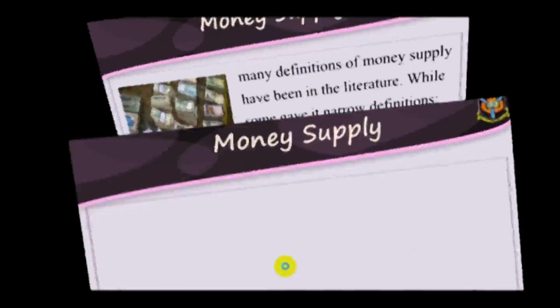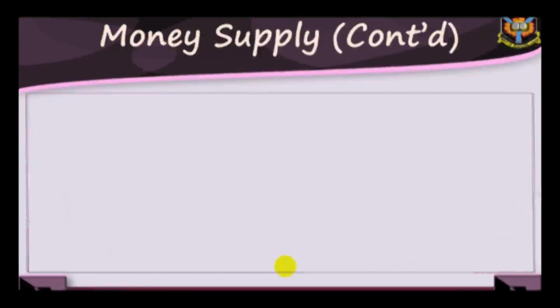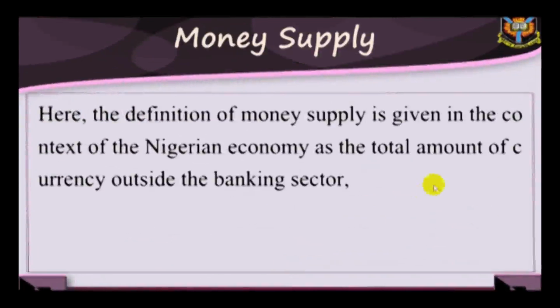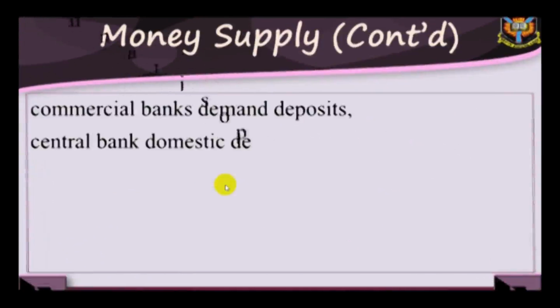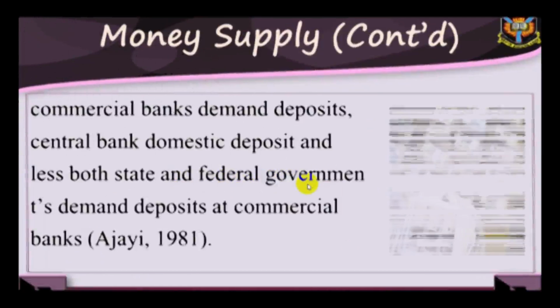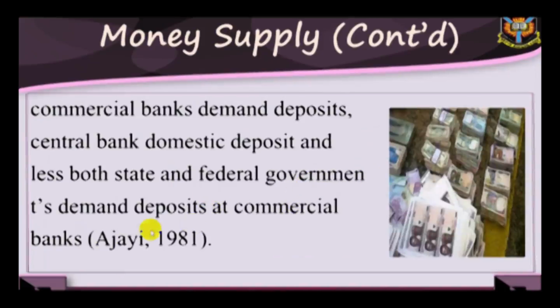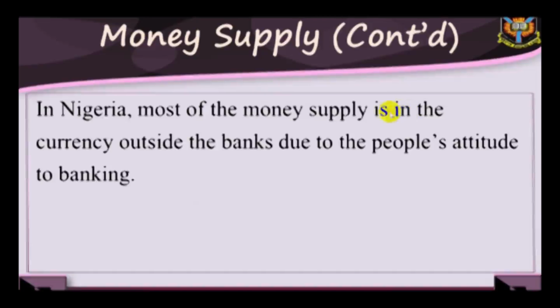Here, the definition of money supply is given in the context of the Nigerian economy as the total amount of currency outside the banking sector, commercial bank demand deposit, central bank domestic deposit, and less both state and federal government demand deposit at commercial banks, according to Ajayi 1981. In Nigeria, most of the money supply is in the currency outside the banks due to the people's attitude to banking.